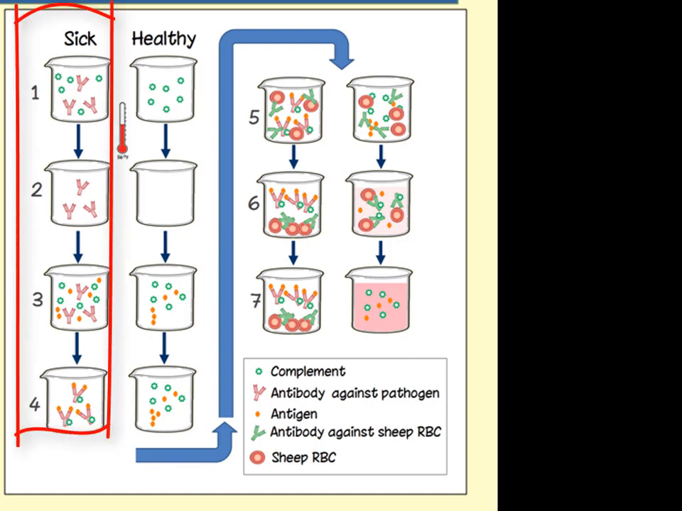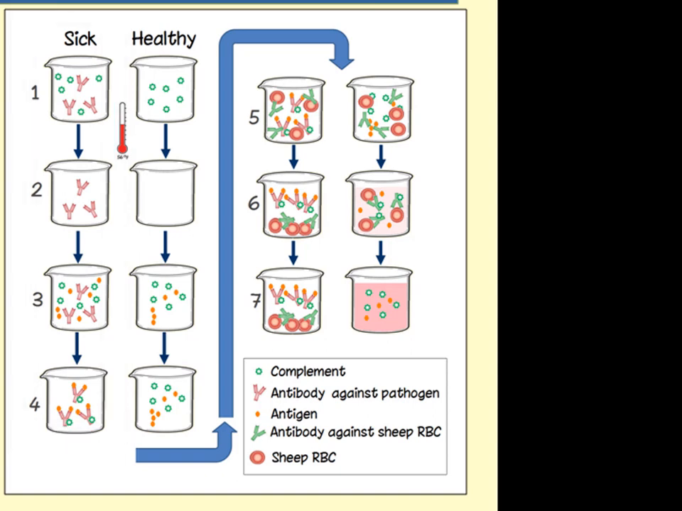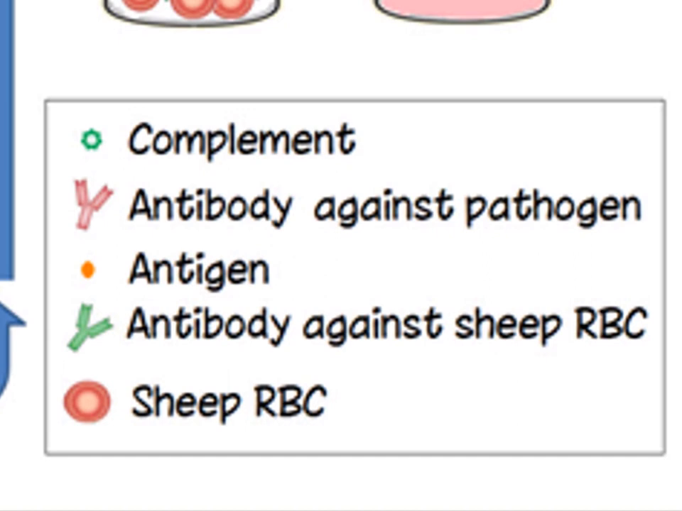The left side panel or the left side beakers show the patients who are sick and who are exposed to the pathogen, and they have antibodies against that particular pathogen. And in this diagram, I'm showing those antibodies in red, and those green oval pictures that you see, those are the complements.